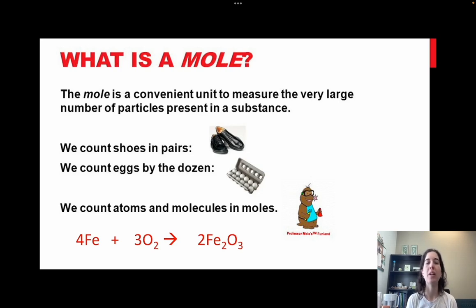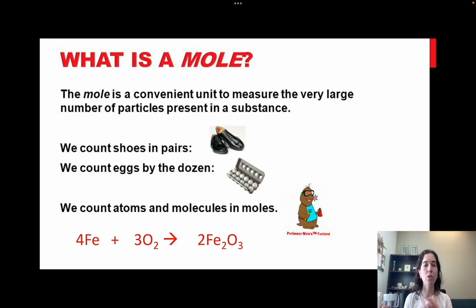In this lesson, you all are going to learn about what a mole is. A mole is a new unit of measurement we're going to learn about, and it's a way for us to measure very large numbers of things. A lot of times in chemistry, we're working with very small things like particles, and so a mole is a convenient way for us to represent these.